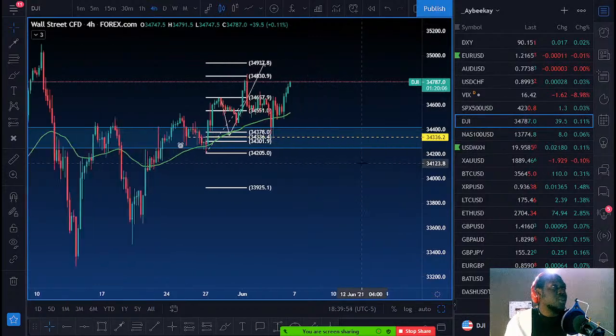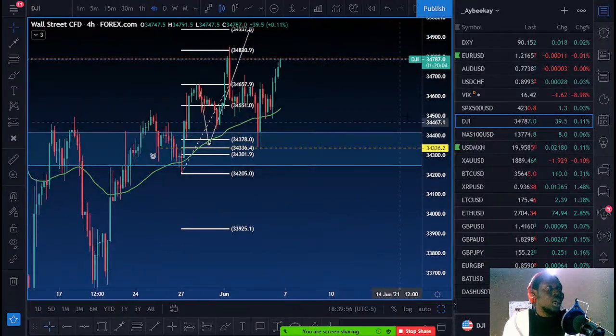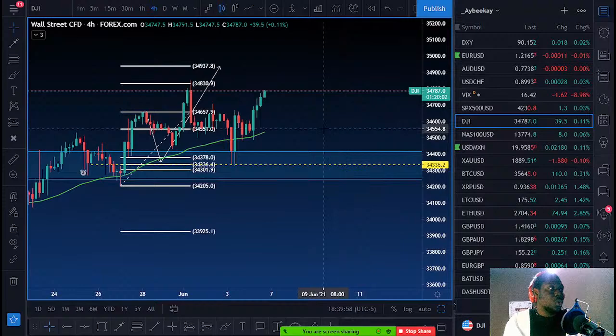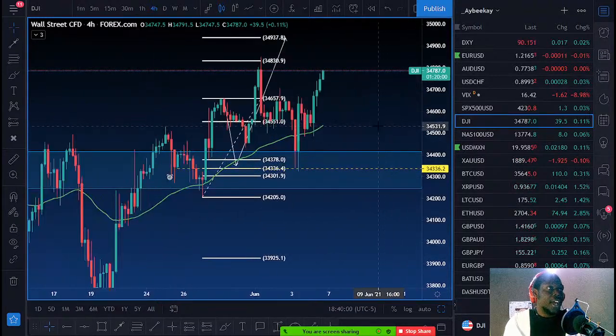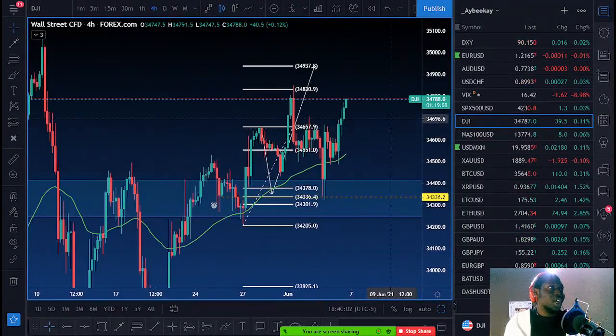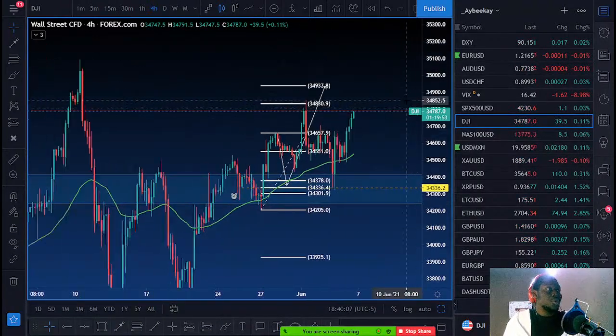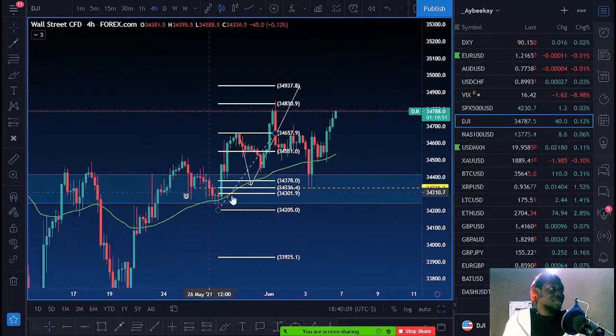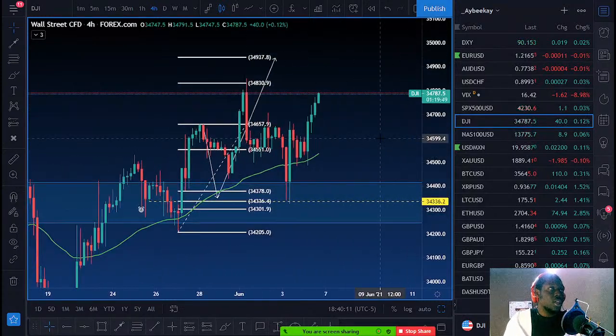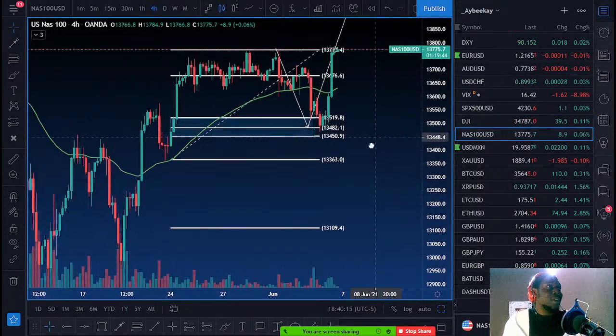So same thing with Dow Jones. Dow Jones looks like it's gonna make a higher high right here. That's what it looks like it's gonna do. Don't know, but I'm not getting into anything with this as well. And same thing with Nasdaq. I'm not doing anything at all.